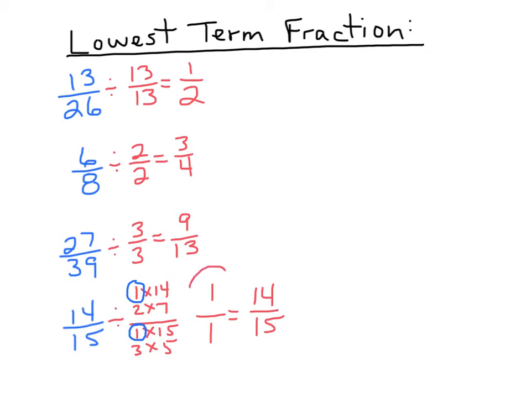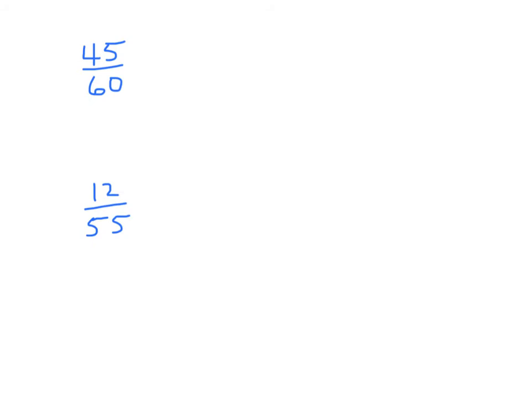If you can only divide the top and the bottom, the numerator and denominator, by 1, then we say that fraction is in lowest terms. So here I have two different fractions, 45/60ths and 12/55ths. One of them is in lowest terms, one of them is not. I'd like you to pause this, pick the one that is not in lowest terms, and then start this back up again and check and see.